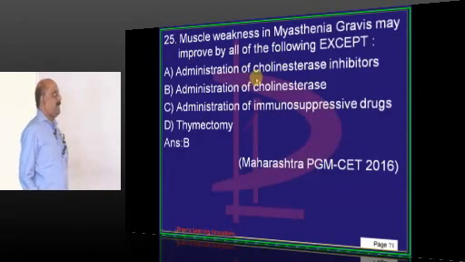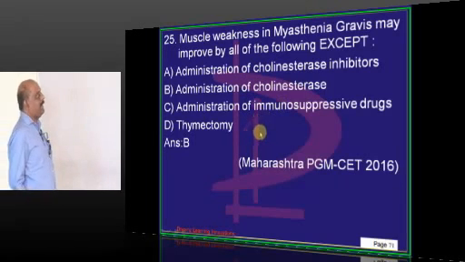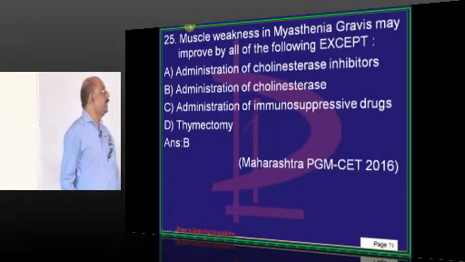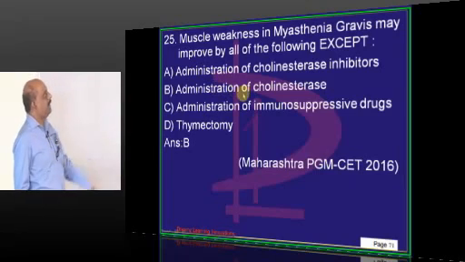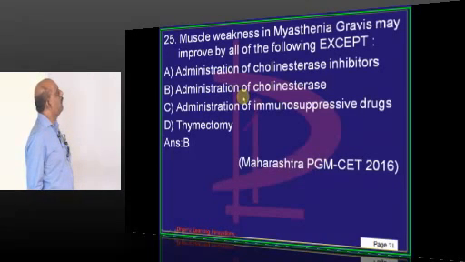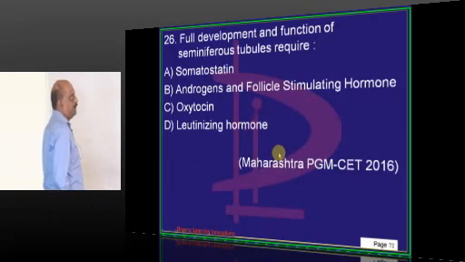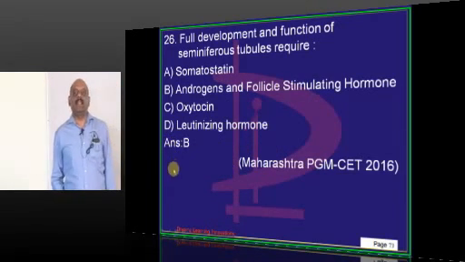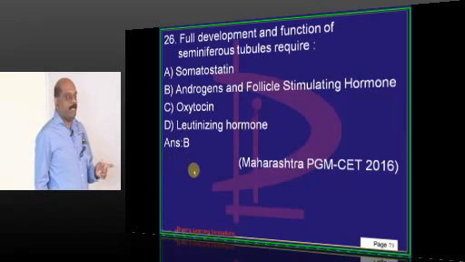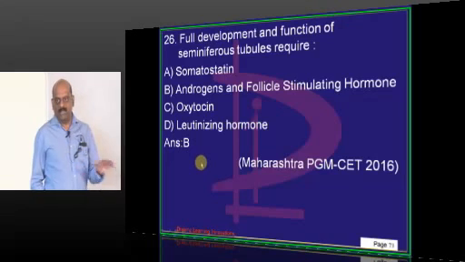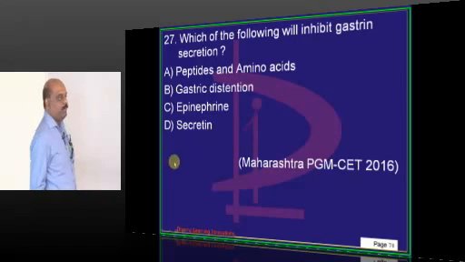Now muscle weakness in myasthenia gravis, how can you treat it? Basically if you give a cholinesterase inhibitor, that will increase the acetylcholine. It will improve, it won't worsen. Seminiferous tubules require androgen and there are FSH receptors. Once more, reproductive physiology. FSH, LH, when will they rise, and what is inhibin, what is the feedback inhibition, the entire ovulation and menstrual cycle physiology. You have to be very sure.